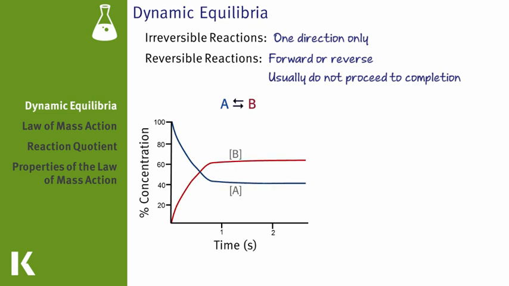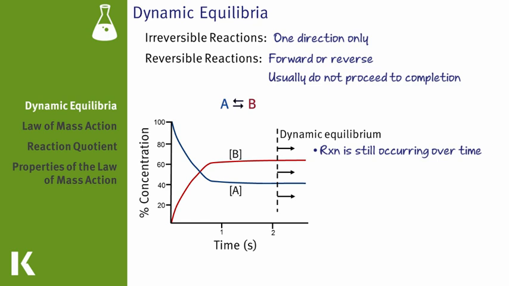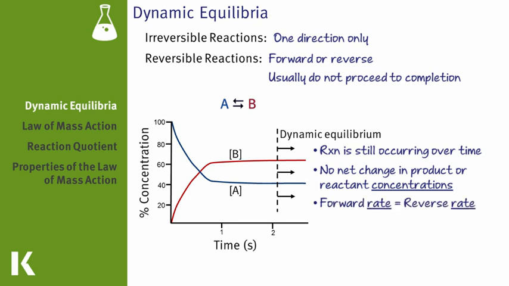Over time, the concentration of A in solution decreases and the concentration of B increases. Eventually, the concentration of products and reactants will level off, but this doesn't mean that the reaction has stopped. It only means that there is no change in the concentration of these species. What does this mean? Well, it means that the rate of the forward reaction, A to B, is the same as the rate of the reverse reaction, B to A.